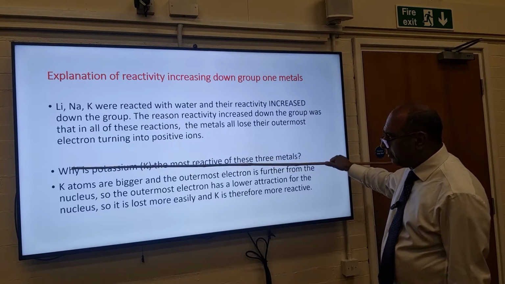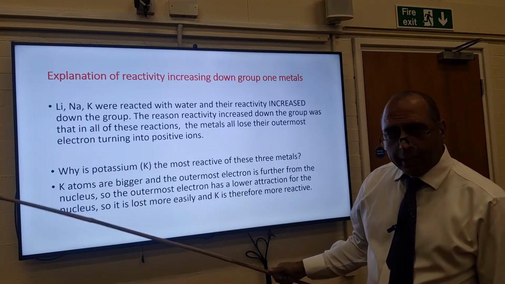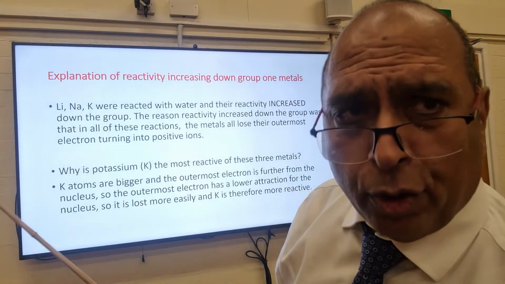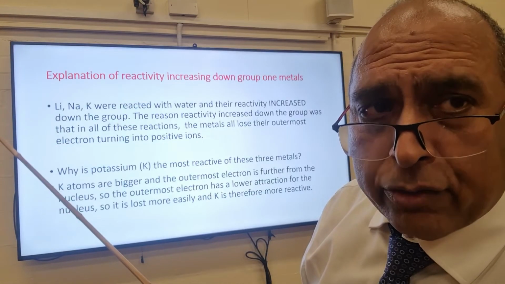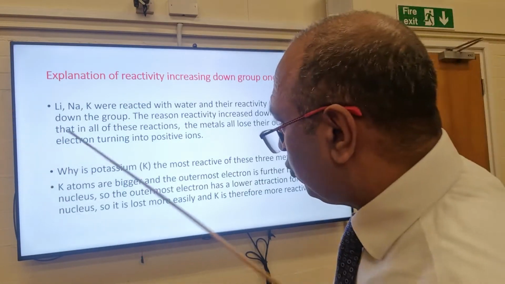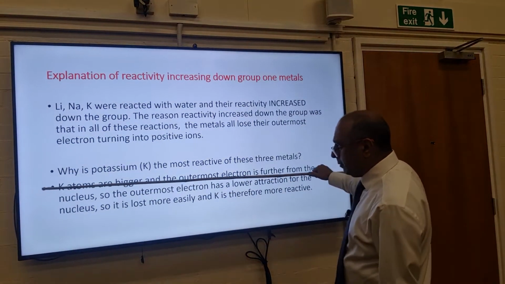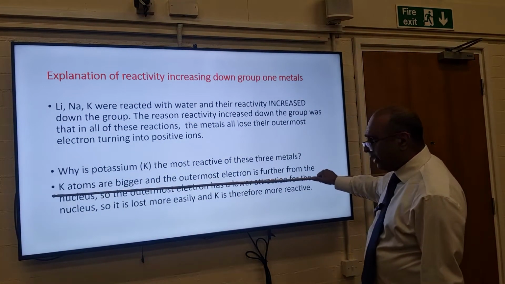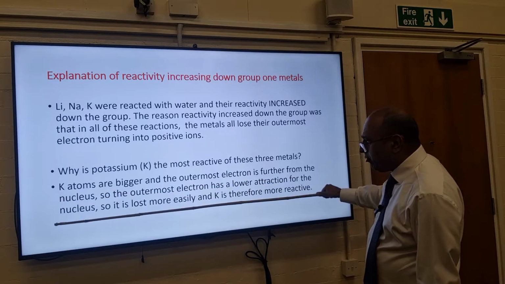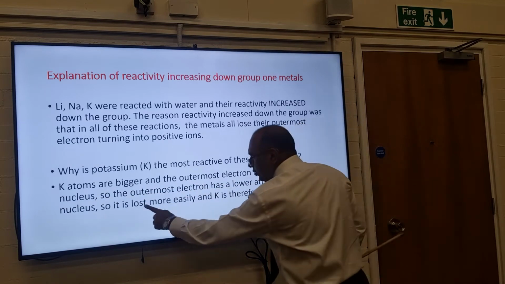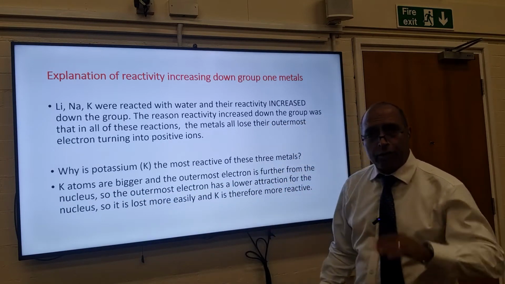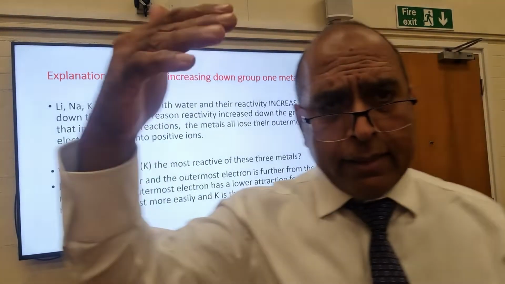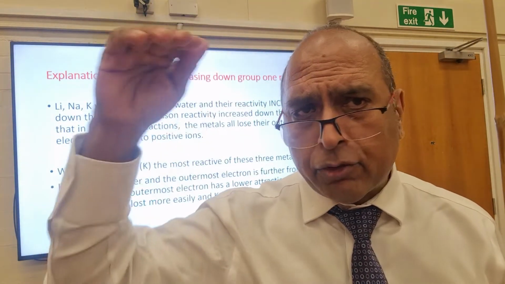Why is potassium the most reactive? Because out of those three, it loses electrons most easily. That's why it's most reactive. Potassium atoms are bigger and the outermost electron is further, so the outermost electron has lower attraction, and so it's lost most easily out of those three. Indeed, lithium, sodium, potassium, group 1.